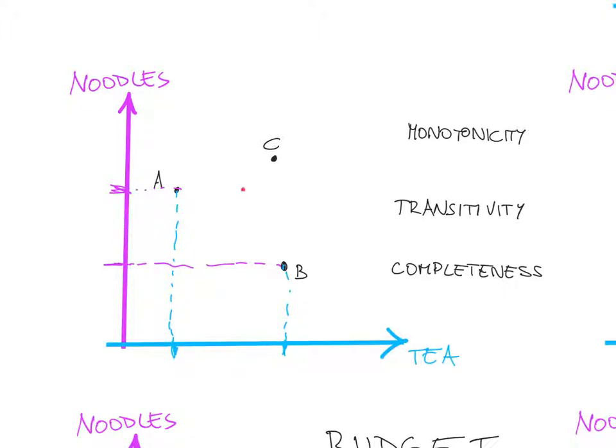Every single point in the plane is a different quantity of noodles and tea, a different combination, a different bundle. So the advantage of this kind of representation is that every possible bundle of noodles and tea is represented here somewhere. We are thinking just positive quantities, so just this quadrant. In principle, maybe you could have a negative quantity of something, like you could owe goods, right? But for now, we'll think about just this positive quadrant.